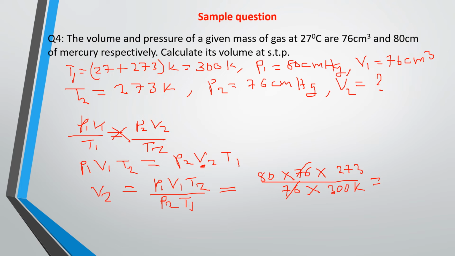By the time you punch your calculator, you will have the final volume to be equal to 72.8 centimeter cube. Okay, so V2 in this particular instance is equal to 72.8 centimeter cube. So basically this is how to apply the general equation to solve problems on gas laws.